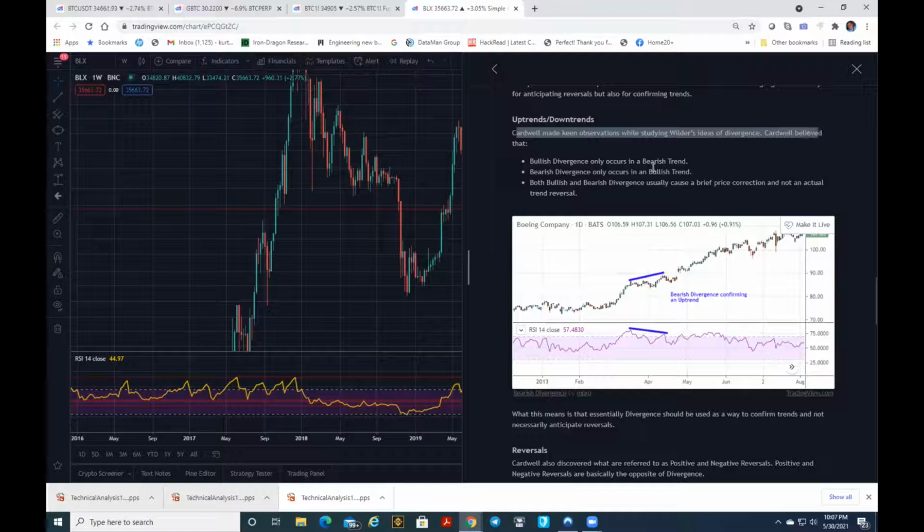Cardwell made keen observations while studying Wilder's ideas of divergence. Cardwell believed that bullish divergence only occurred in a bearish trend. Basically what he's explaining is when you have bullish divergence, it's not showing bullish divergence on here though. This is bearish. I'll get you a better example later, but bearish divergence only occurs in a bullish trend, which is what he's explaining.